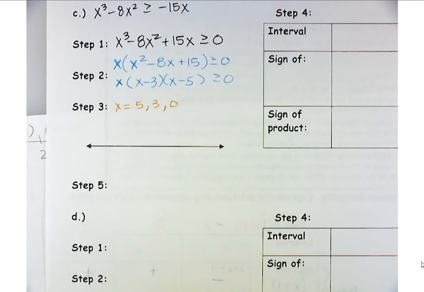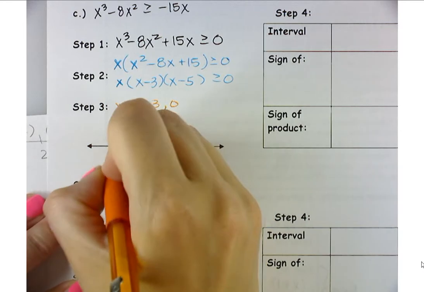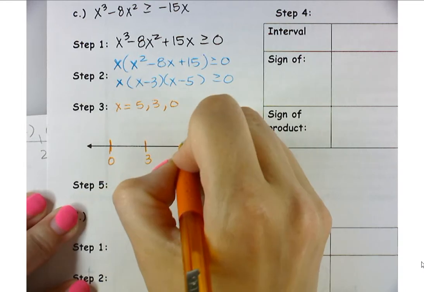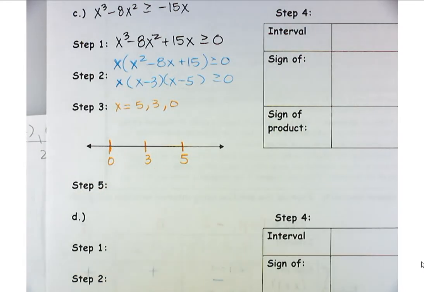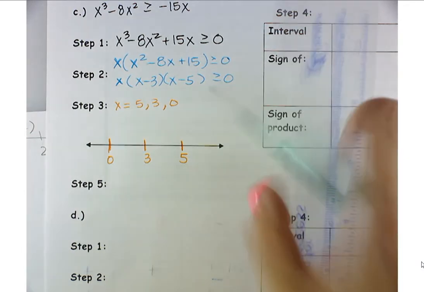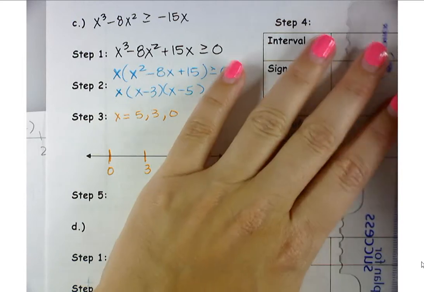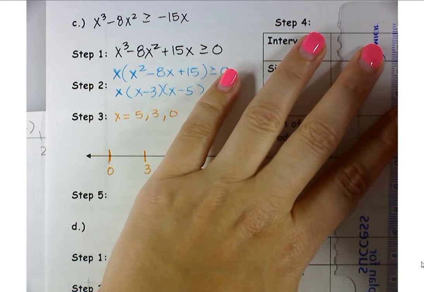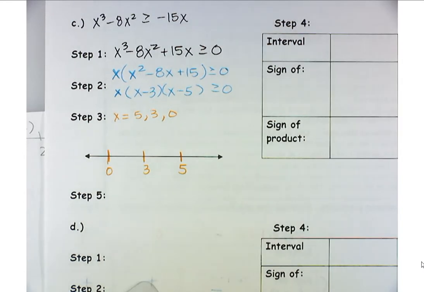Okay? So now I'm going to put them on the number line. What order do they have to go in? Least to greatest, right? Okay, so my smallest number is 0. My next number is going to be 3. My next number is going to be 5. So how many intervals am I going to have? 4, so I better do some construction on my sheet here. I'm just going to split this middle one in half. Okay, so I will have 4 intervals.